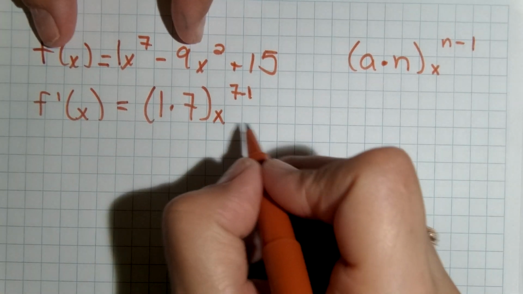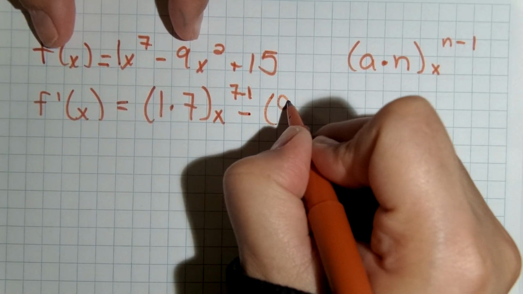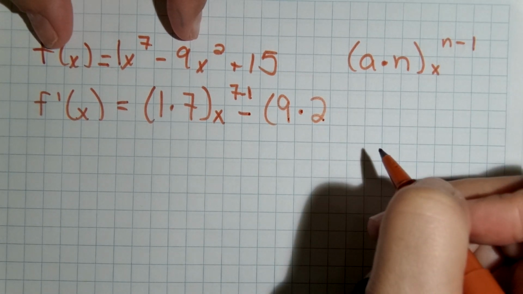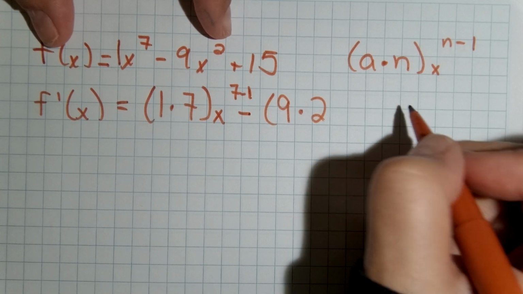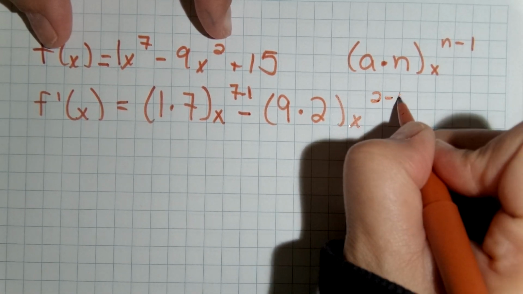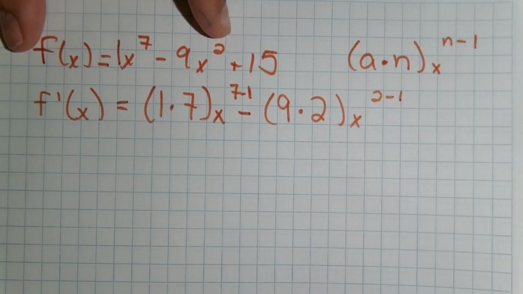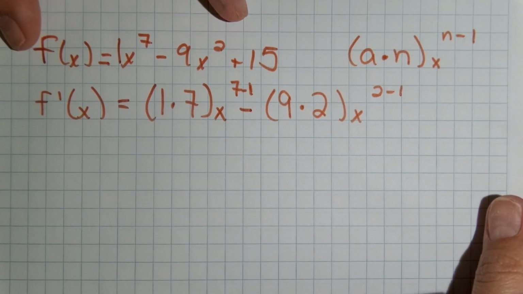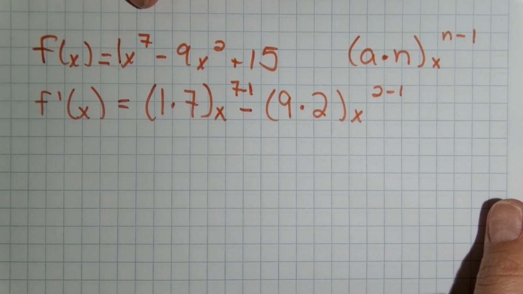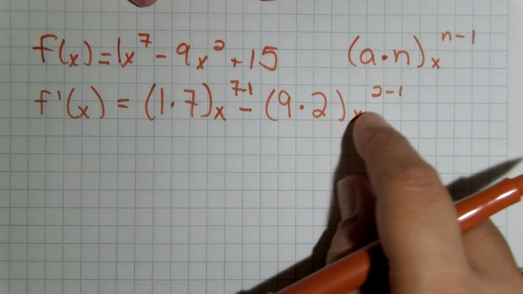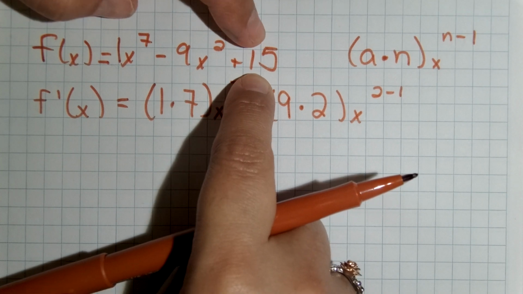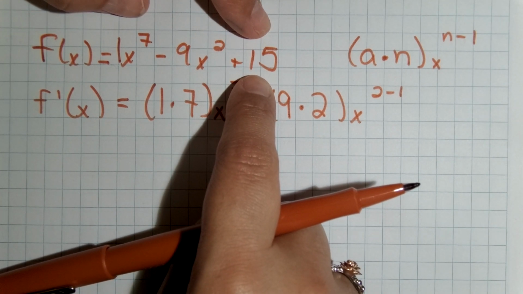Okay. Now I'm going to do the next one. 9 times 2. See that? Coefficient and exponent. X to the 2 minus 1. Questions so far? Are we sure? Okay. This is called a what? 15 is called what?